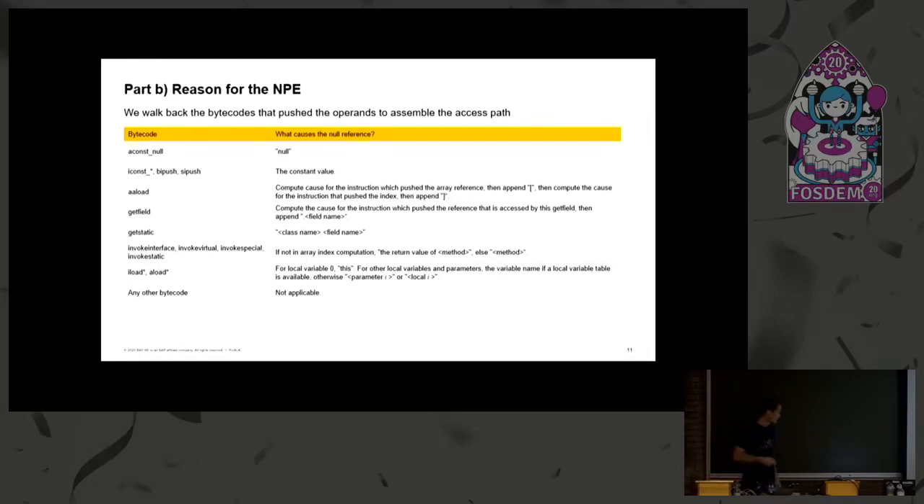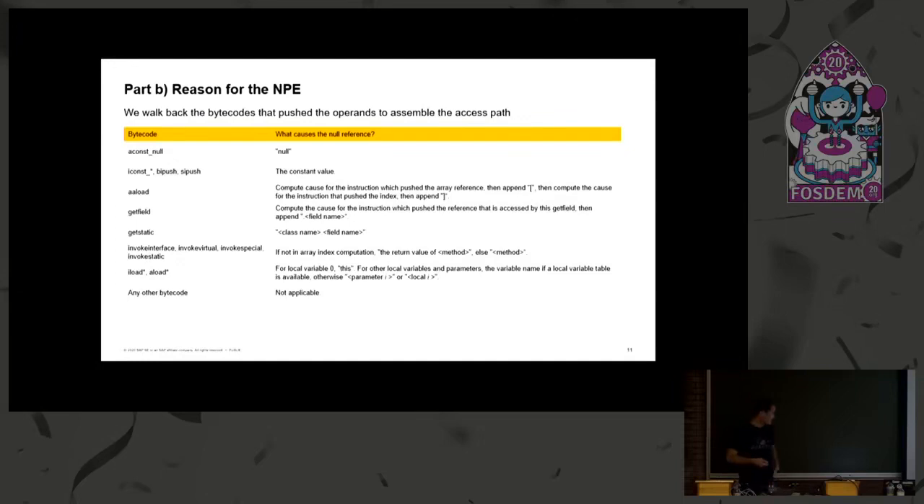Okay, so getfield. For getfield, we can write the field name, but then we also have to get the cause for the reference that the getfield was invoked on. For getstatic, there we have class name and field name. That's the easy thing. Then those invoke instructions, that's when methods are called. Then we can say, okay, the return value of the method is, or in some places we would only give method names, like in the index computations of the array accesses.